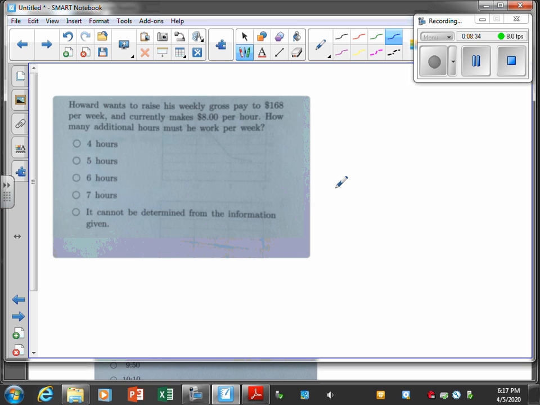To figure out how much you make a week, you need to know how many hours you work and multiply that by how much you make an hour. Well, we know how much he makes an hour, but they didn't tell us how many hours he worked, so there's no way we can know that without knowing the number of hours that he currently works. So here, we can't determine the information. Determine it with the given information.